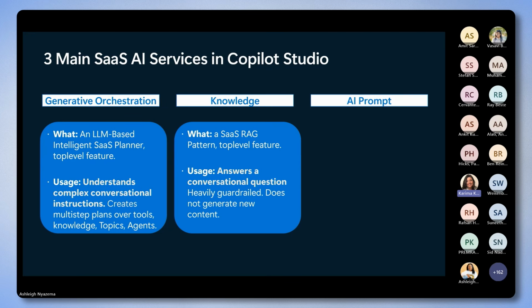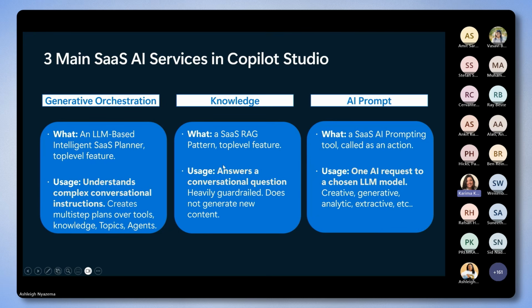All right, so now with knowledge, it's also a top level feature. You guys know a lot about it, and it is used to help generative orchestration to ground it in your structured or unstructured business data, and it augments your business processes selectively, right? And if you click once again, then you have AI prompts, and AI prompts are your traditional one-shot call to LLM. It's a tool that your chef can use, your orchestrator can use, and you get to control the whole LLM prompt, contrary to knowledge, which is heavily guardrailed to just do RAG grounded answers.